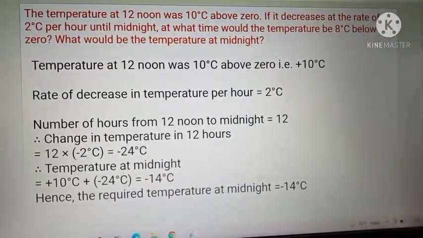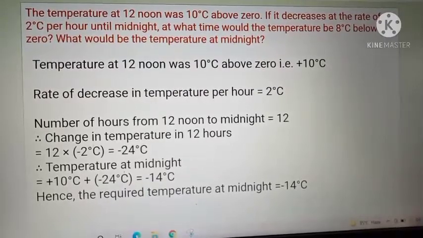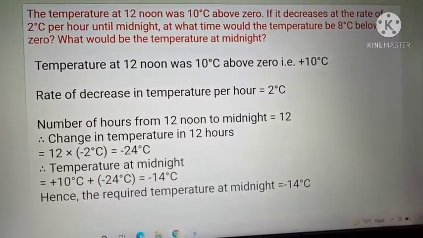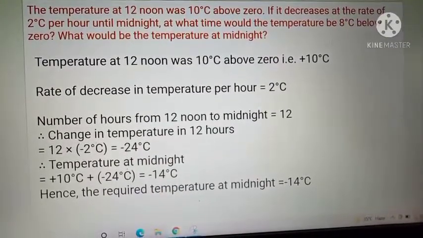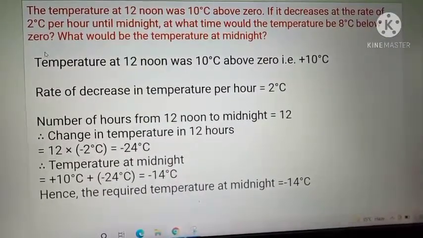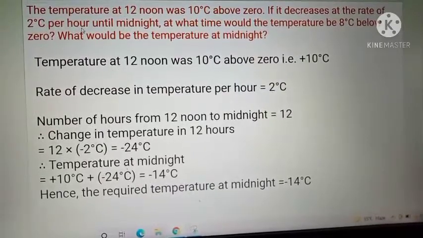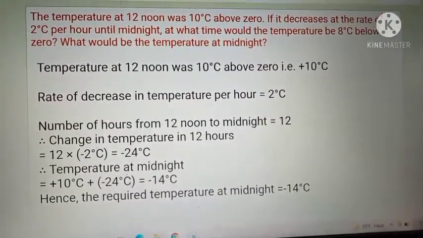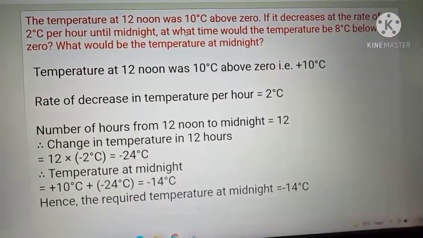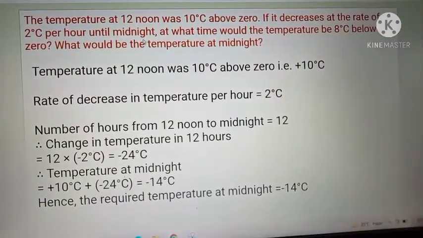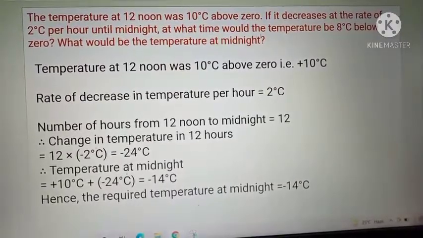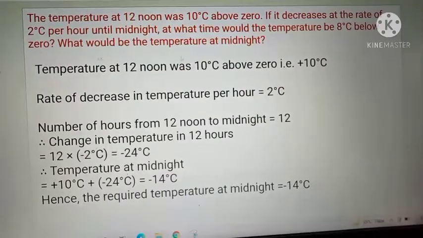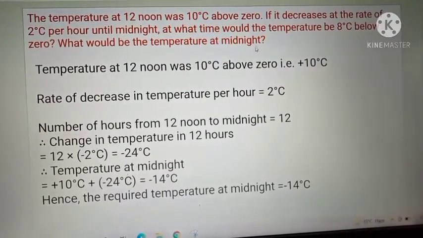The temperature at 12 noon was 10 degrees Celsius above 0. If it decreases at the rate of 2 degrees Celsius per hour, look at the word decrease, until midnight, at what time would the temperature be 8 degrees Celsius below 0? What would be the temperature at midnight?